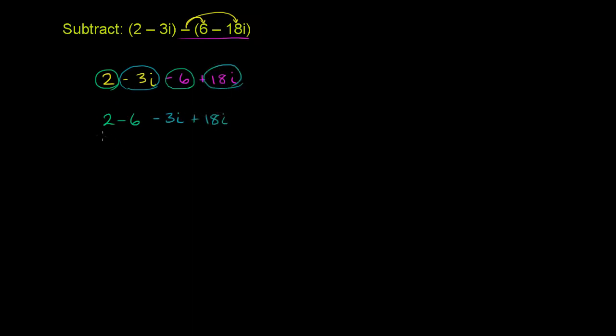If you add the real parts, 2 minus 6 is negative 4. And you add the imaginary parts. If I have negative 3 of something, and to that I add 18 of something, well, that's just going to leave me with 15 of that something. Or another way you could think about it, if I have 18 of something and I subtract 3 of that something, I'll have 15 of that something. And in this case, the something is the imaginary unit. So this is going to be negative 4 plus 15i. And we are done.